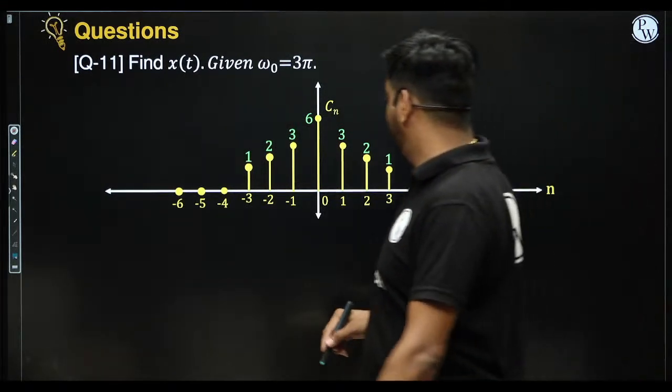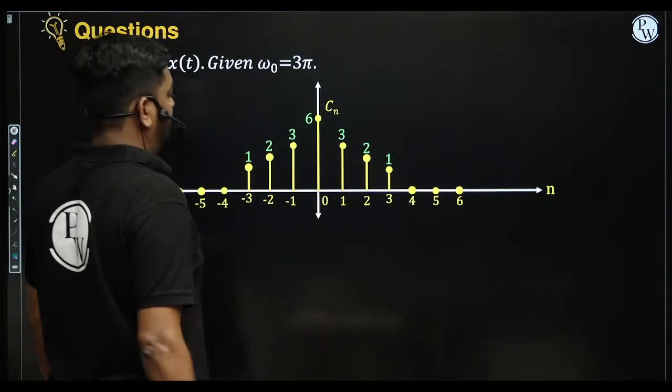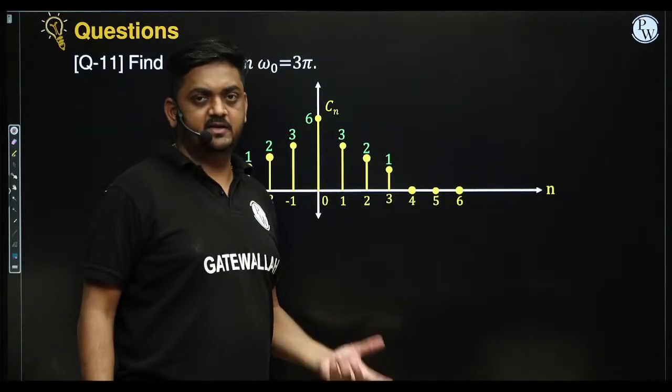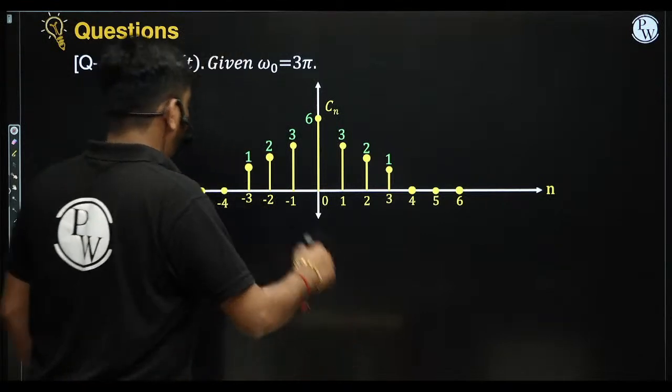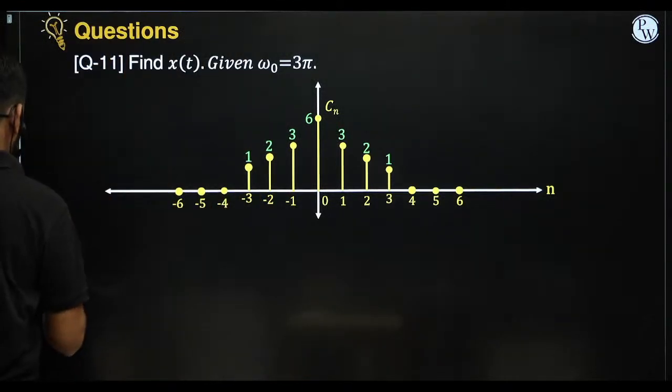Tell me, got the answer? Now see, you can see here all the samples are even. So every time the cos function will come. Okay, so here see the solution.